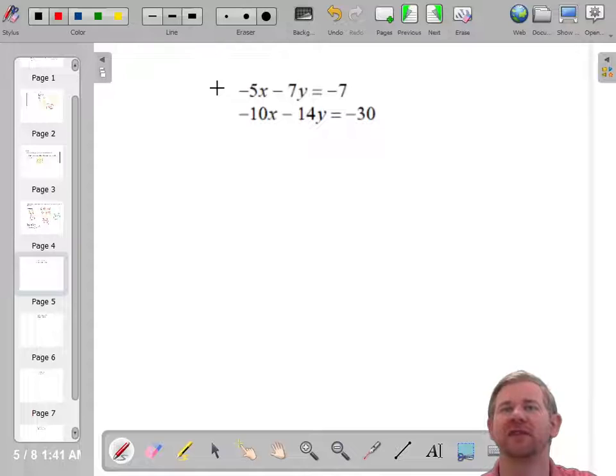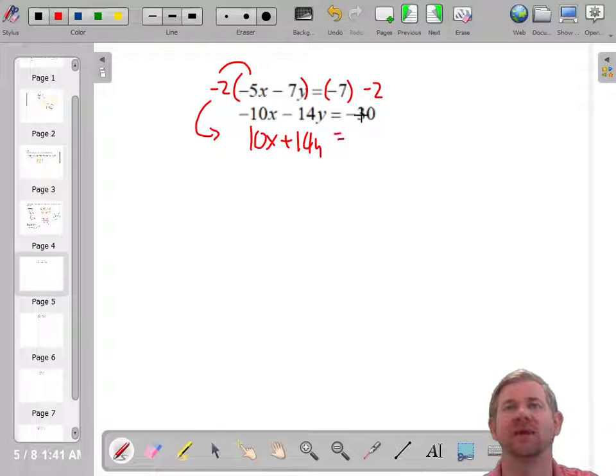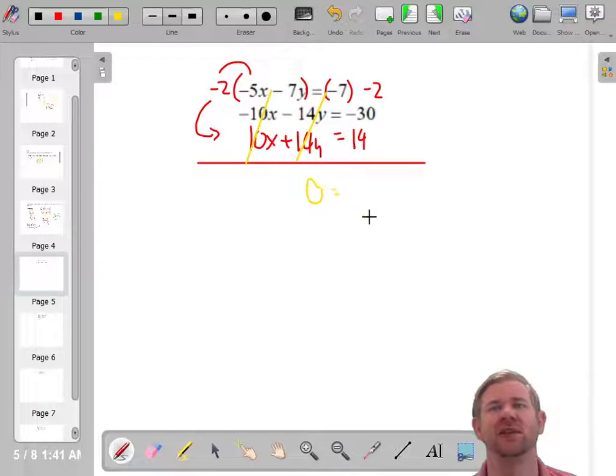Well, I could multiply negative 5 times negative 2. But the trick is, if you multiply this guy by negative 2, you have to multiply everything by negative 2. So I'm going to redo that underneath here. Negative 2 times negative 5 is 10. Negative 2 times positive 7 is 14. This seems weird. And negative 2 times negative 7 is positive 14. So, wait a minute. X is canceled, but y is also canceled. So when everything cancels, you get 0.